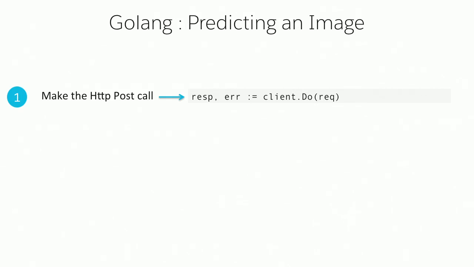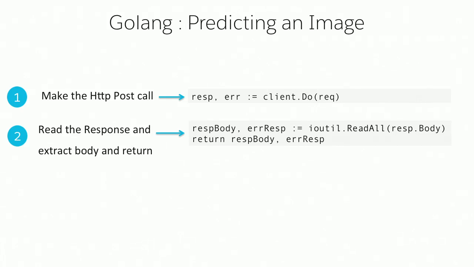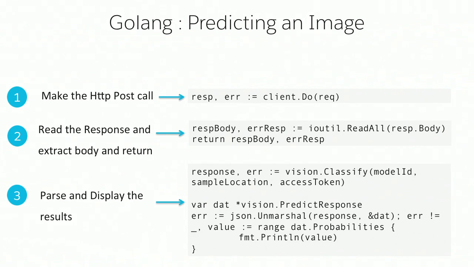Now, once your client is set and you have set the headers and the body, you make the actual HTTP POST call, and then you get a response. All the responses in Einstein Vision APIs are JSON responses, so you have to parse the JSON and extract your information. In this case, we are using one of the data structures within Golang. It's a custom data structure which I built to parse my JSON and show the results.